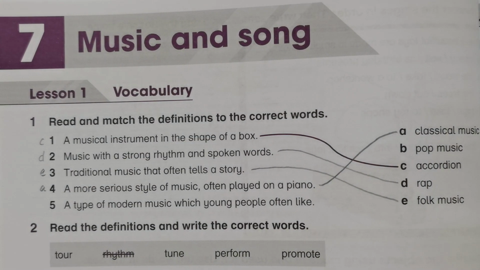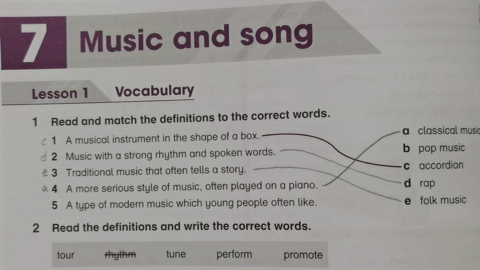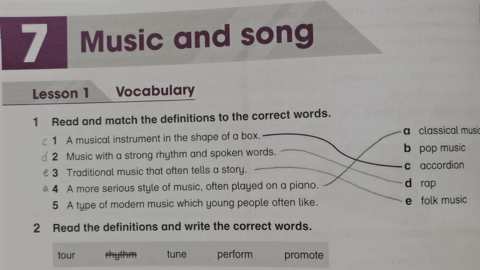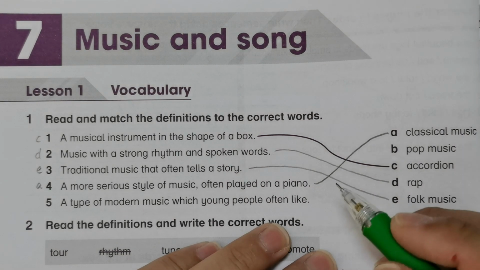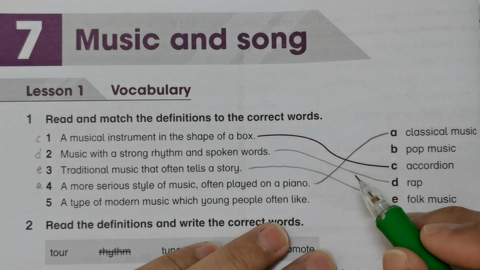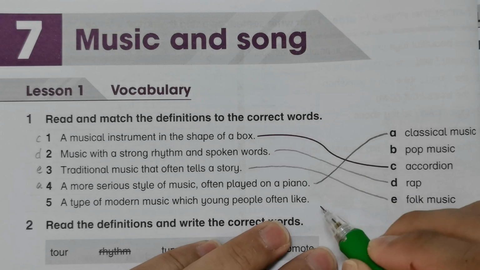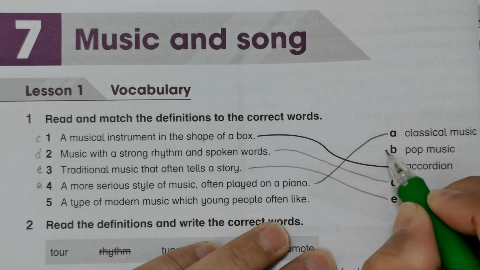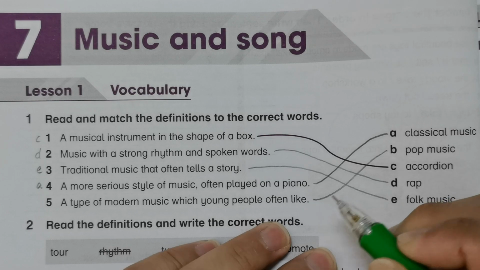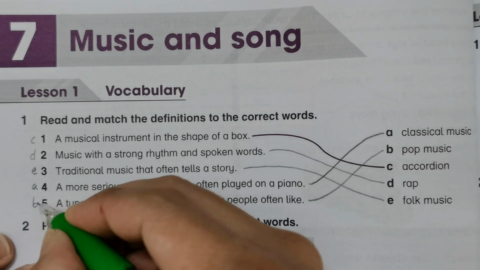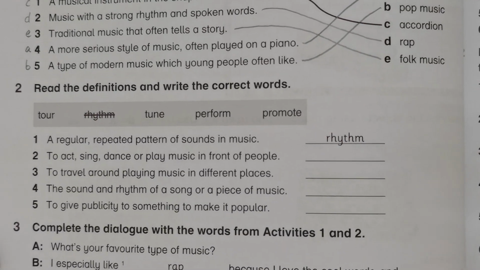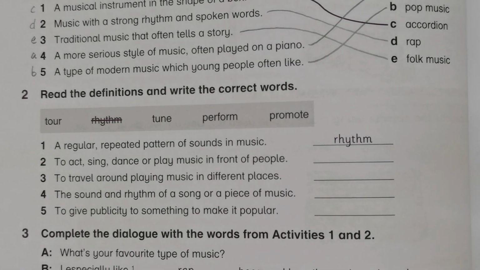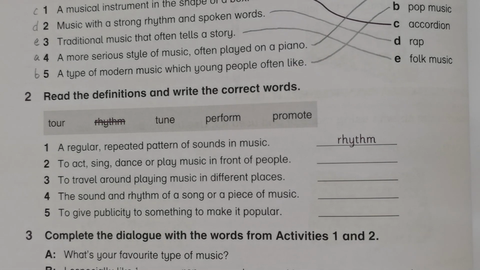Number 5, a type of modern music which young people often like. So this is pop music. Just like Michael Jackson, he sang many pop songs. So number 5 is B. Next, we take a look at Activity 2. Activity 2, read the definitions and write the correct words.